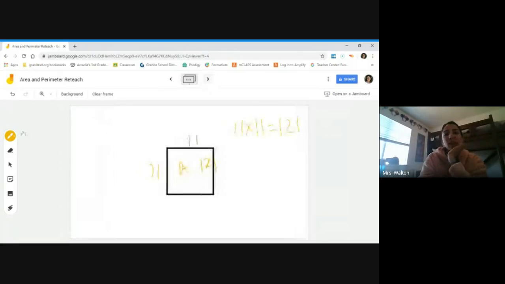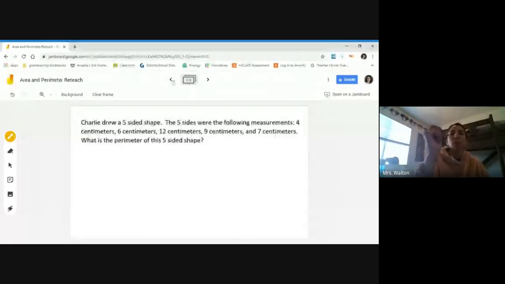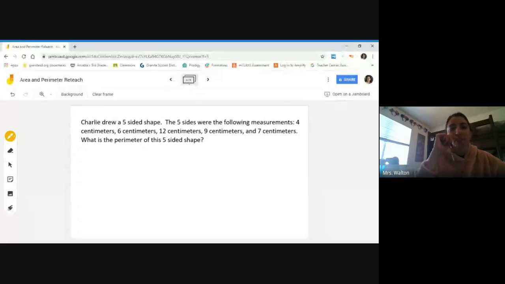And then we'll get into some word problems you'll see in the last level, level 6.